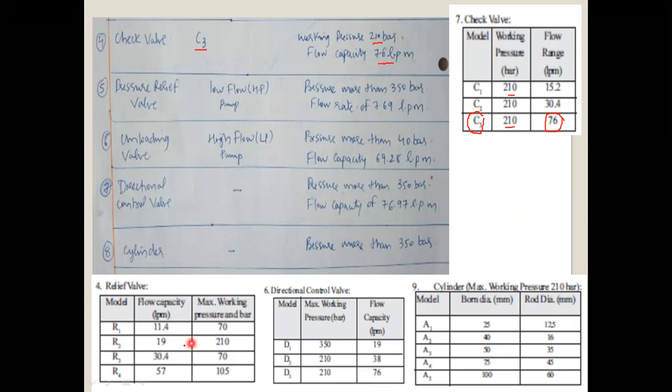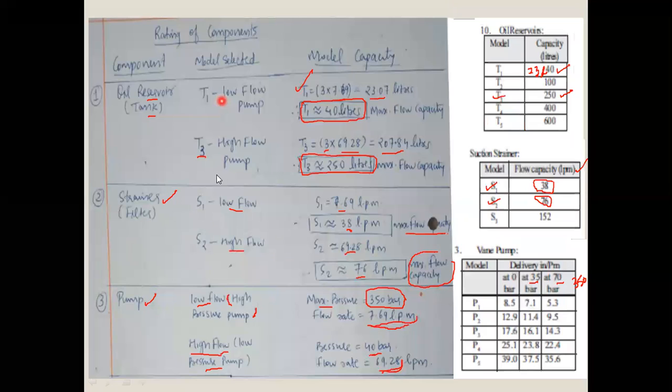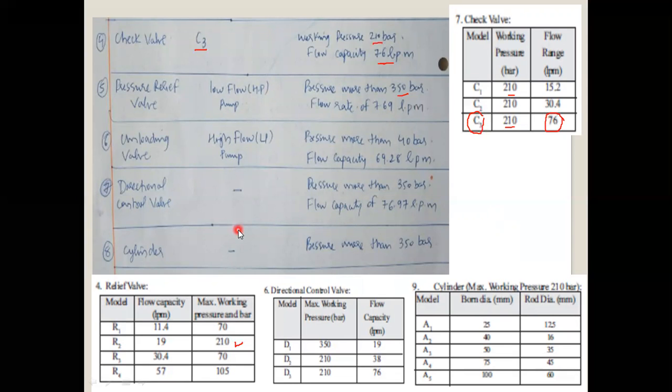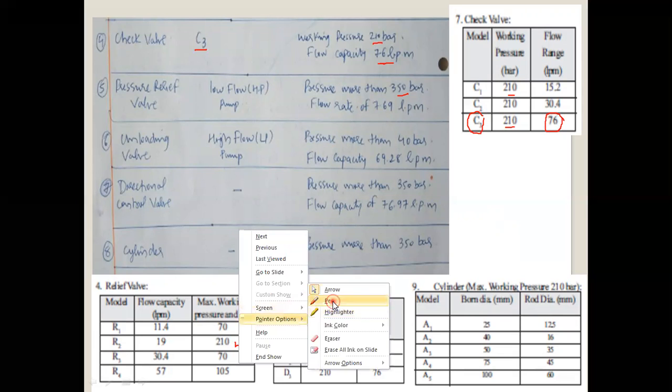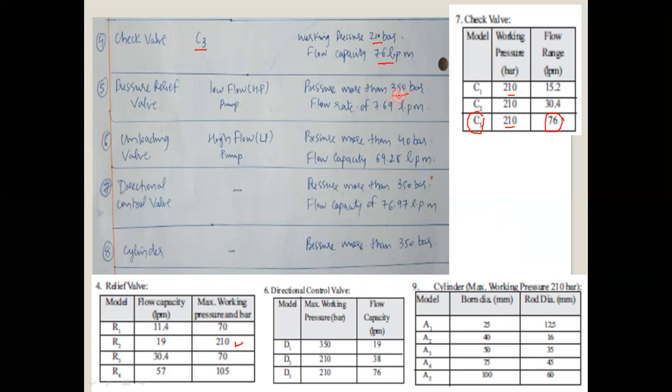Then when we come to the pressure relief valve, if I see the catalog, the pressure ends at only 210 bar. And where are we using the pressure relief valve? We are using it for the high pressure pump, where the pressure is 350 bar. So just write down the same model, that is the low flow high pressure pump. I am writing here that the pressure is more than 350 bar and the flow rate is 7.69 liters per minute.